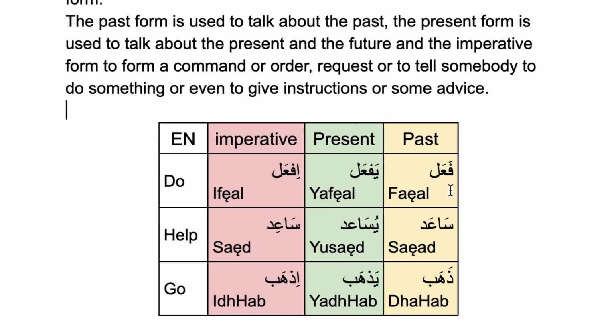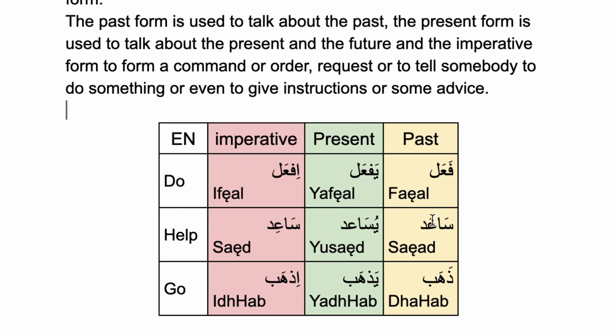Fa'al. This means did in English. It comes from the verb to do. So fa'al means did in the past. The next, yaf'al, means doing in English. It can also mean he does or he is doing. So it works for both present continuous tense and present simple tense. Next, which is imperative, if'al, and it means do. It's a command, or maybe requesting or telling somebody to do something, like we mentioned.